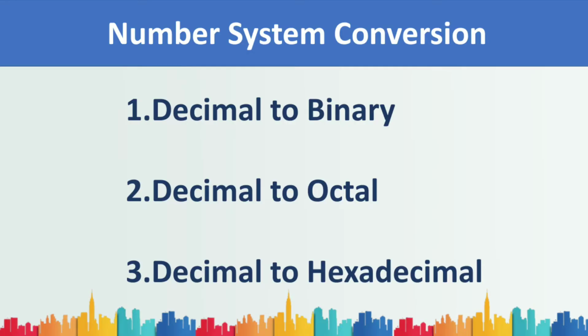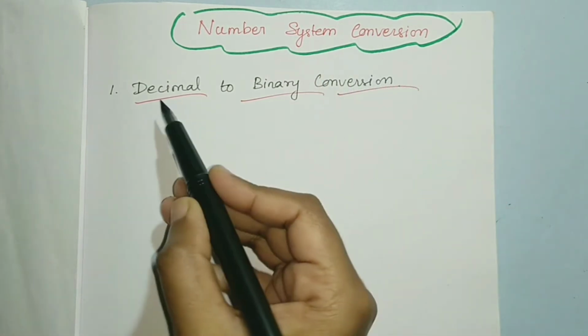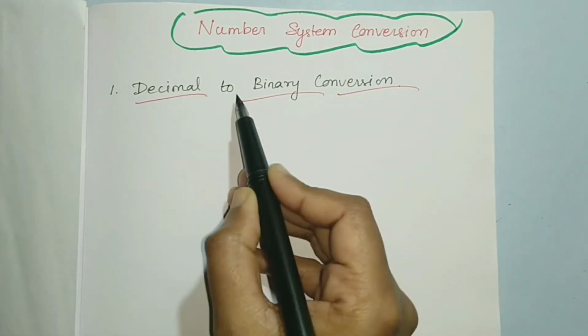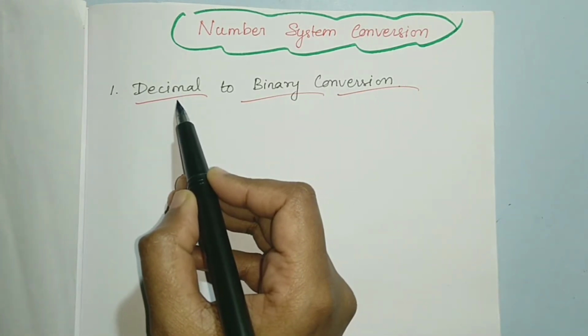So in this class you are going to learn number system conversion: how to convert a given decimal to other number systems, that is binary, octal and hexadecimal. So let's start with decimal to binary conversion. Today you are going to learn decimal to binary conversion.